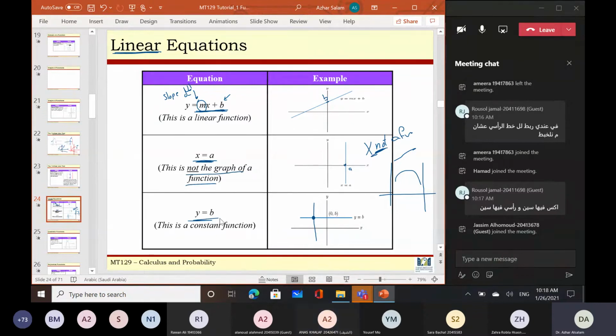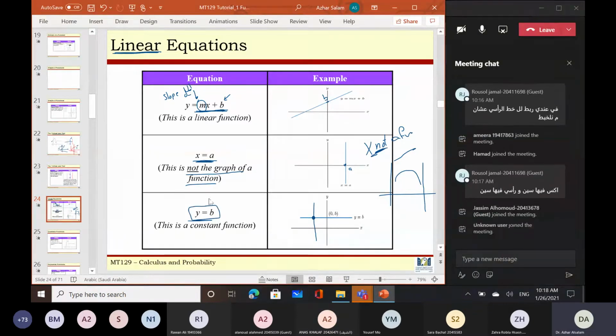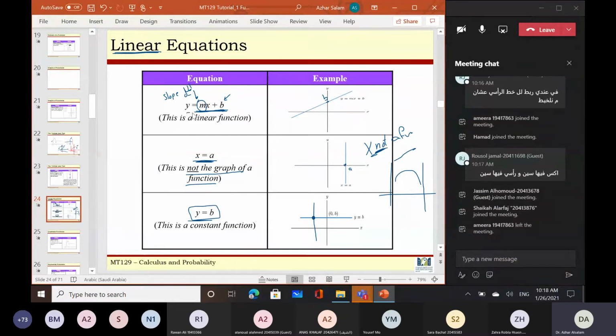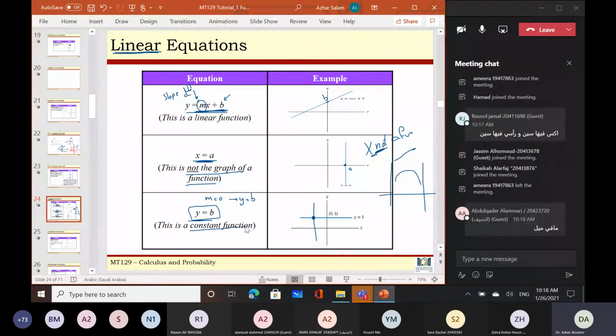Y equals b. Okay, y equals b is a special case of y equals mx plus b. Here I have m equal to 0. So I have y equal to b. It will be a horizontal line like that. This is a horizontal line, and it's a function, a constant function. I call it a constant function. Okay, this is a special case from the first one. Yes, there is no slope.